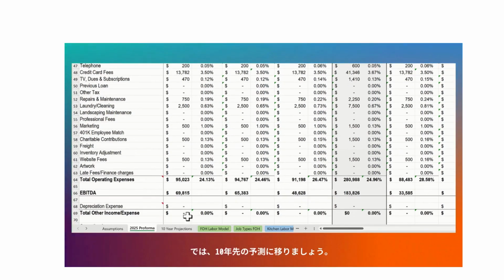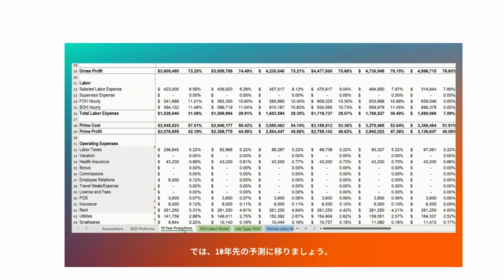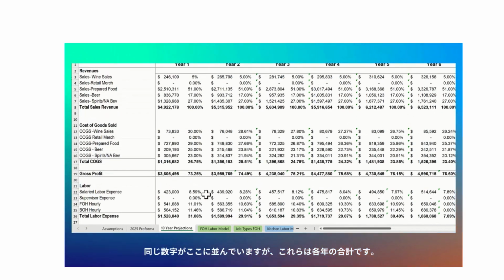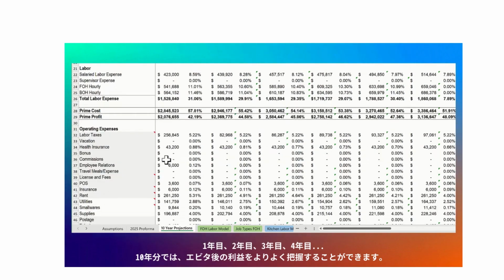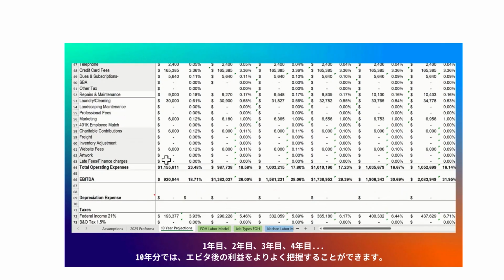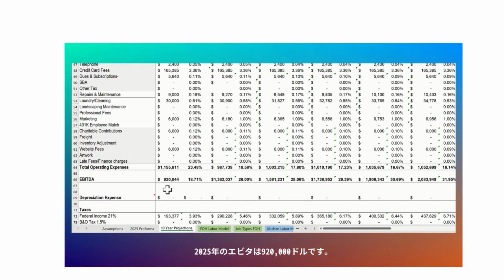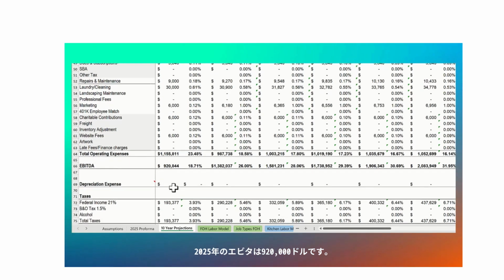Now, if we want to move over to our 10-year prediction, you can see all the same numbers, but these are totaled for the years, year 1, year 2, year 3, year 4. And as we come down here, in the 10-year, we're going to take a little bit better look at our profit after EBITDA. And so our EBITDA for 2025 is listed at $920,000.